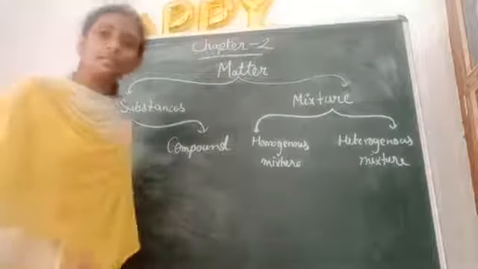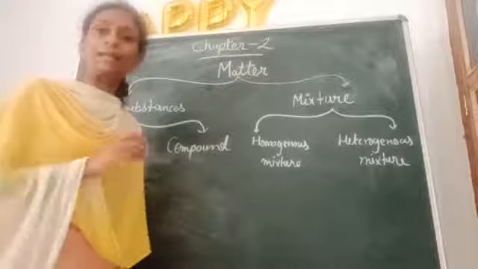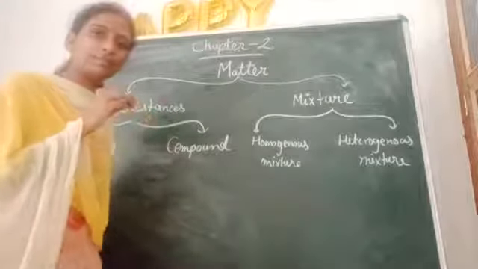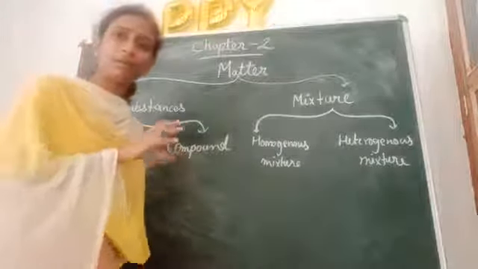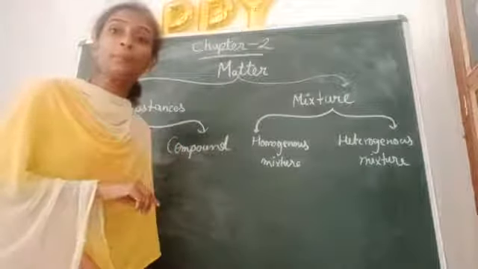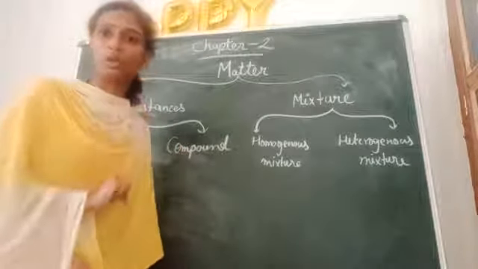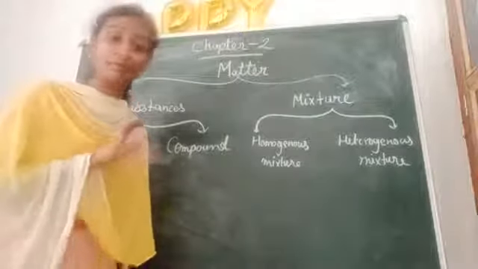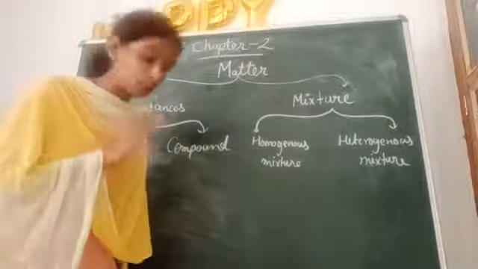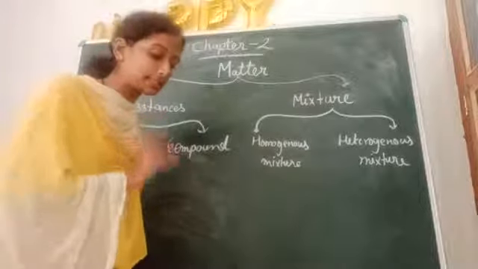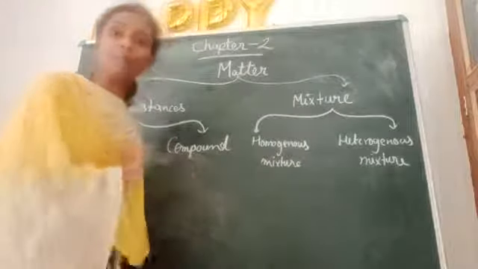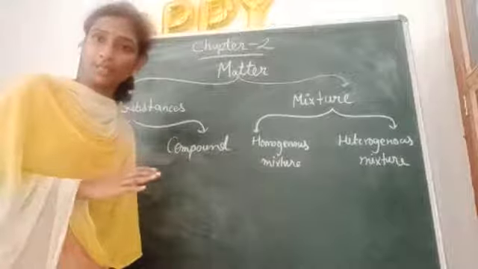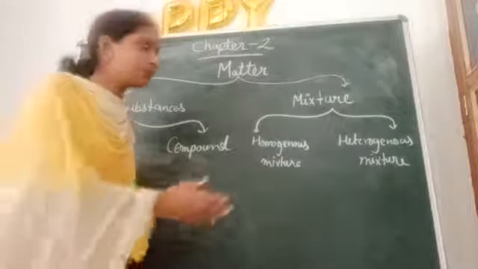Heterogeneous means, like if I take a cup of water and add some sand particles, the sand is not going to dissolve in the water. So this kind of mixture, where the components are visible to the naked eye, where we can see this is the sand and this is the water, or this is the water and this is the oil, can be differentiated. That is known as a heterogeneous mixture.